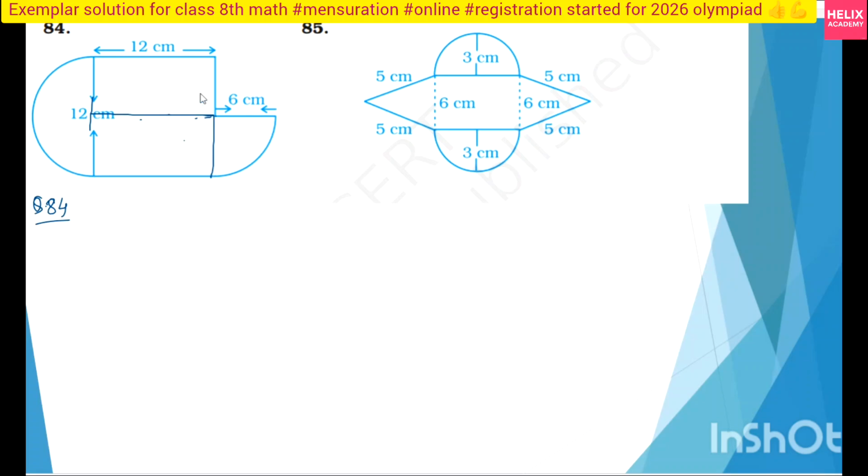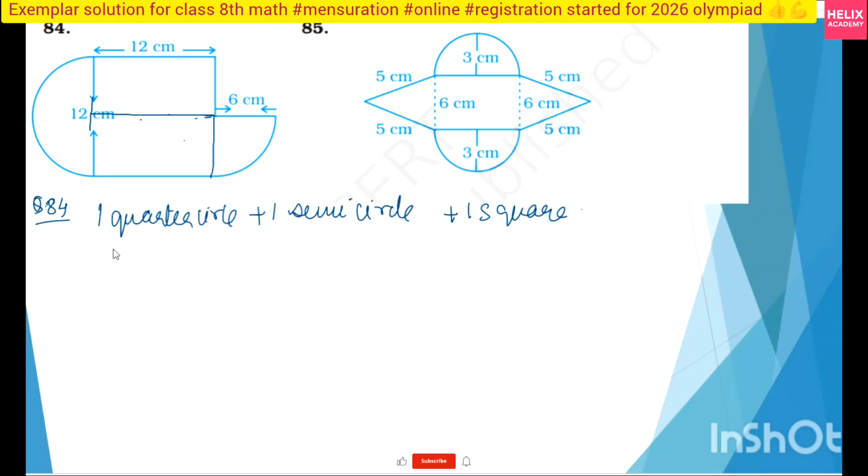So this entire figure, I can say that this is a rectangle, this is a rectangle, and this entire one is a square, right? So I have one quarter circle plus one semicircle plus one square, right? So let us find the area.